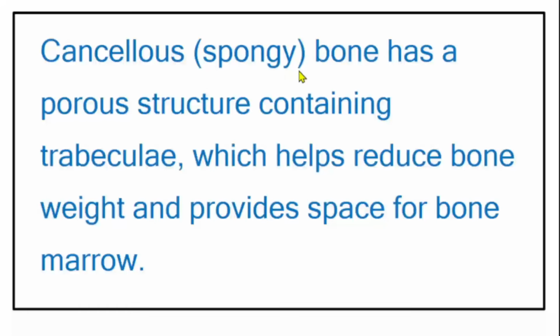Cancellous or spongy bone has a porous structure containing trabeculae, which helps reduce bone weight and provides space for bone marrow. Trabeculae means it's like a honeycomb structure. So it is a loosely arranged structure. It helps to reduce bone weight and provides more space for bone marrow. Then the bone growth happens there.